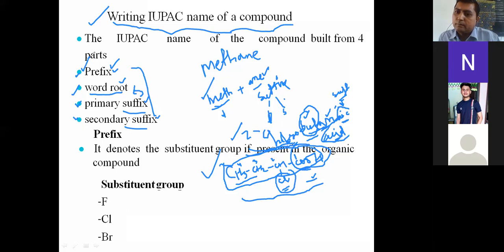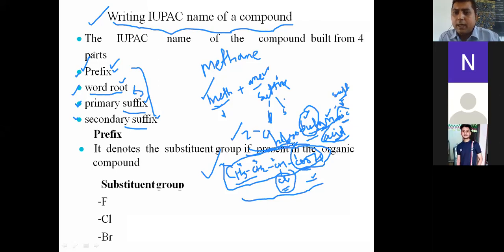Yes sir, understood. Clear to all? Yes sir. Why I'm taking this example? Because to better understand and clear your doubts about what the meanings of prefix, root word, primary suffix and secondary suffix are. That's why I'm putting this example. Otherwise, I will discuss later how to name the compounds.